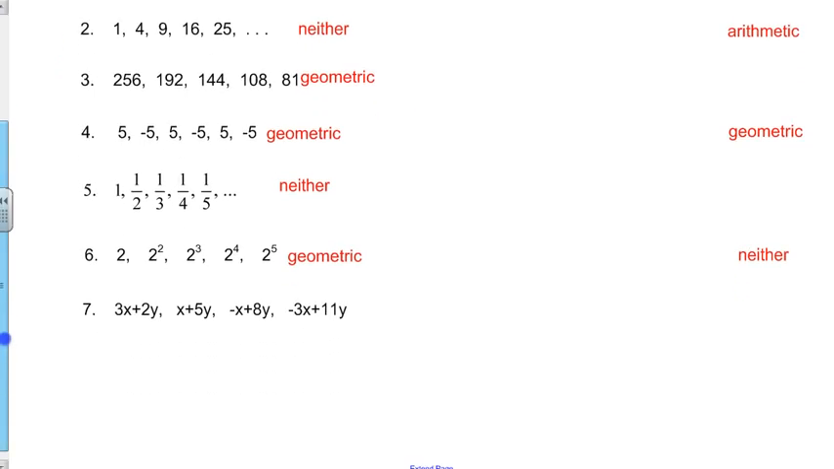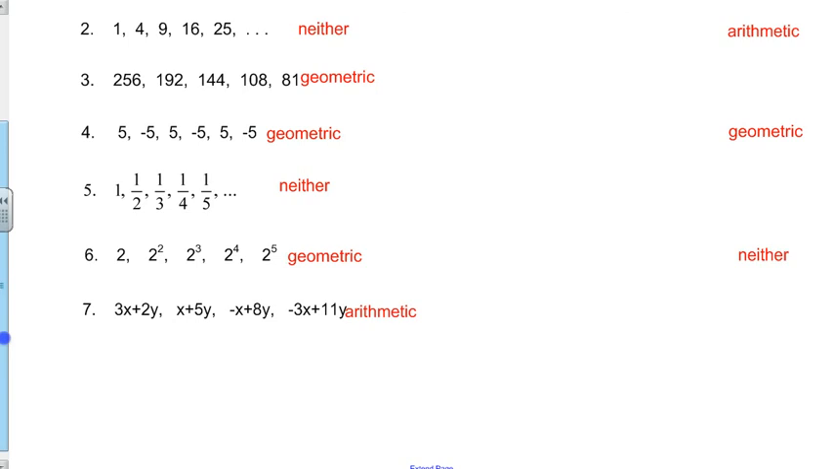Here's one to get you thinking a bit. 3x plus 2y, x plus 5y, negative x plus 8y. If you subtract 2x and add 3y, subtract 2x takes you to x, and add 3y, we get 5y. Subtract 2x, go to negative x, add 3y, we get 8y. So what is it? Arithmetic, right? We're adding the same thing to each term.